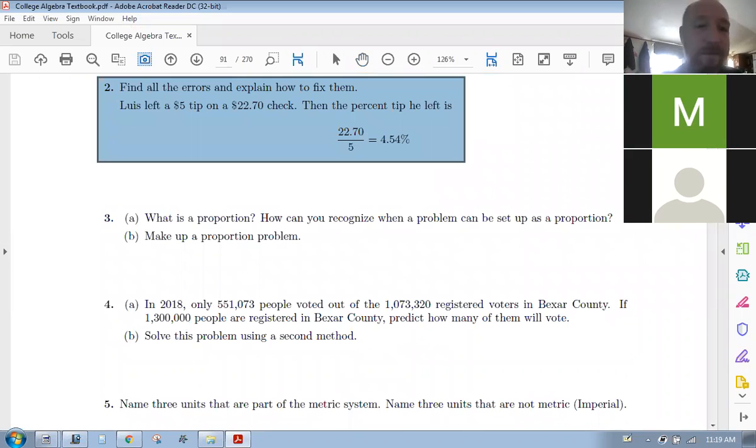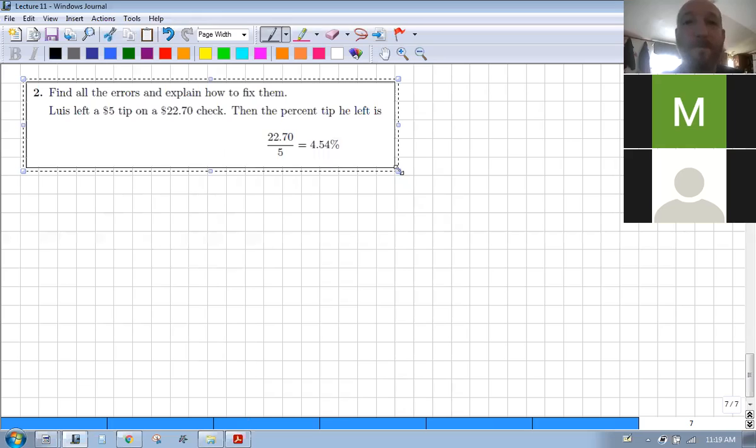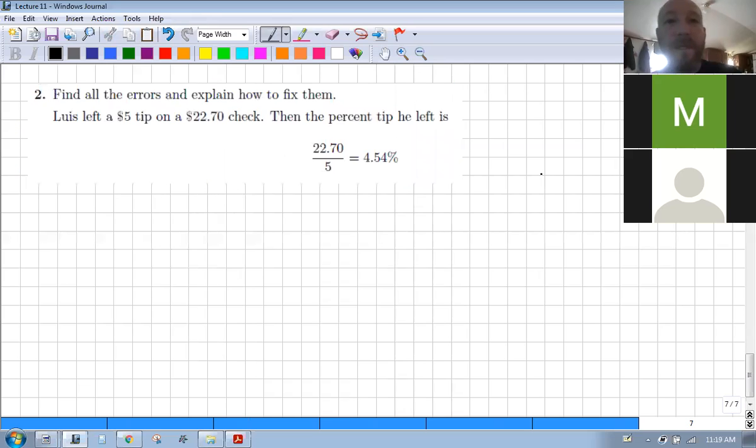Okay, I see. We're doing review. That's why they're throwing mixture problems in there. Find all the errors and explain how to fix them. Lewis left a $5 tip on a $22.70 check. Then the percent tip he left is, well, let's see. He left a $5 tip on a $2.70 check.